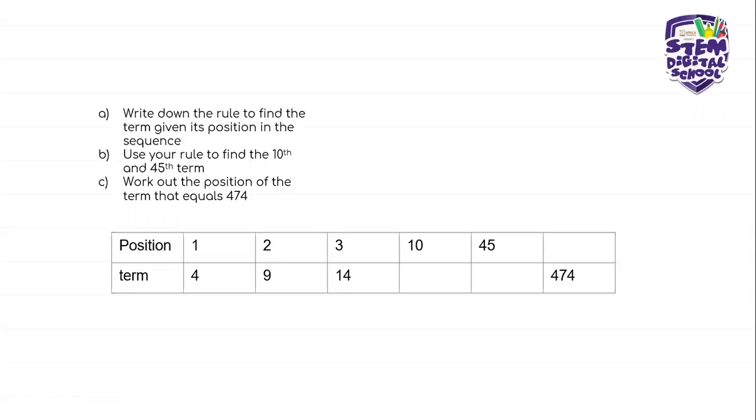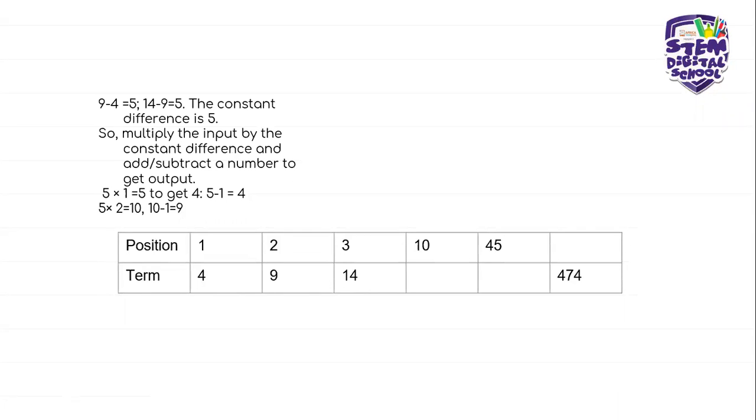So you can see as we reflect or as we close this question that I've said here, the solutions are as follows. 9 minus 4 is 5. 14 minus 9 gives us 5 as well. So this is the constant difference. So the constant difference, as you can see there, is 5.